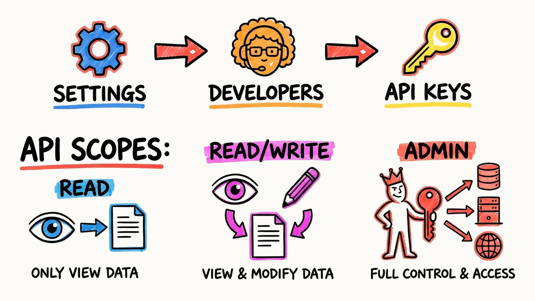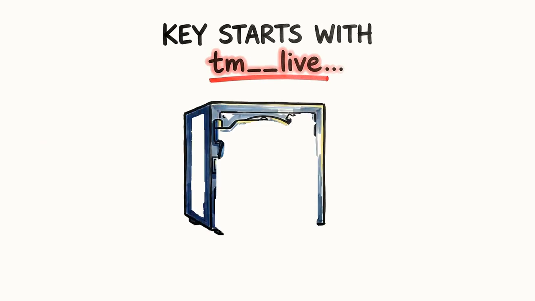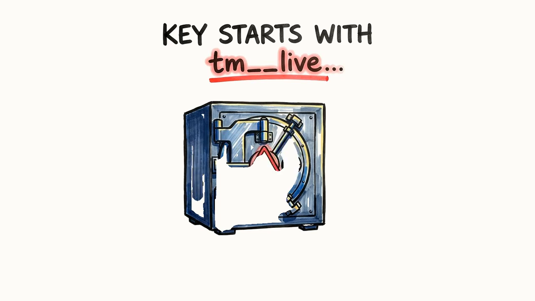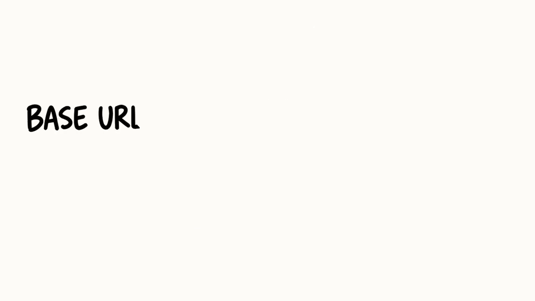Click Create Key. The key value starts with tm_live_. You will see it once. Copy it immediately and store it in a secrets manager. Trailmark never shows it again. If you lose it, you must rotate the key and update every system that used it. Now, let's make a request.